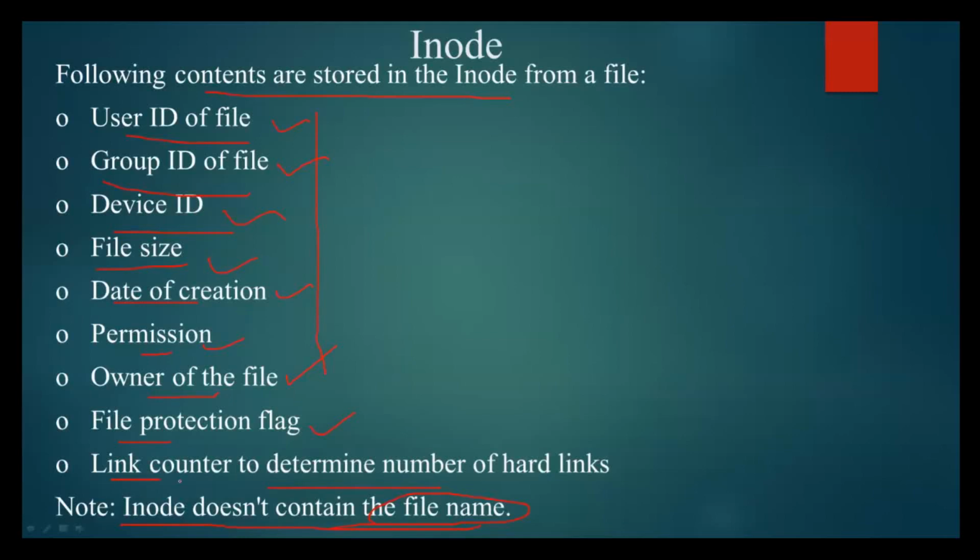Next one, the link counter, to determine the number of hard links. I think you remember that when I give the command ls -li, you get the inode number and some link count, like 2, 3, 4, 5, 6 or 1. So how many hard links have been created here? It may be 1, 2 or 3. That last parameter indicates the link counter to determine the number of hard links.